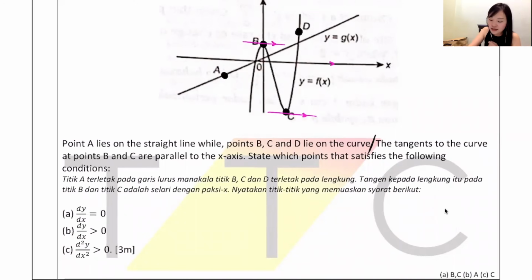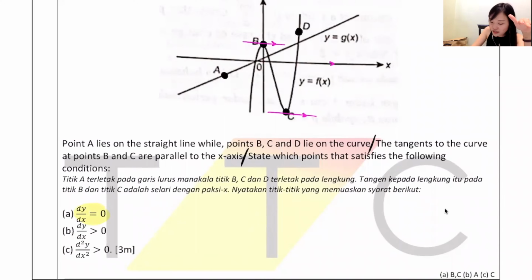Next, they say state which point that satisfied the following condition. Now, these are real SPM questions. If not mistaken, they came out in 2019, I think. 2019, 2020, like that. So, guys, the first one, A. A, they say what? dy dx equals 0. Can anyone tell me? This time, they don't have the keyword, but they tell me now your dy dx equals 0. Can you tell me again what situation your dy dx will be 0?